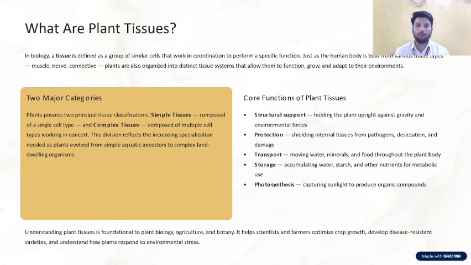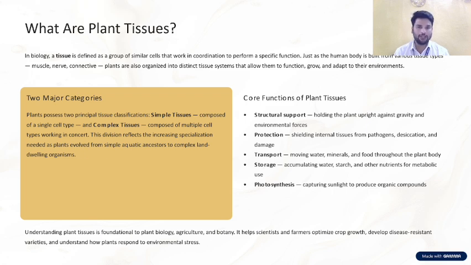Okay, so there are two basic major categories under plant tissue. First is simple tissue, composed of a single type of cells, and second is complex tissue, composed of multiple cell types working in concert. This division reflects the increasing specialization needed as plants evolved from simple aquatic ancestors to complex land-dwelling organisms.